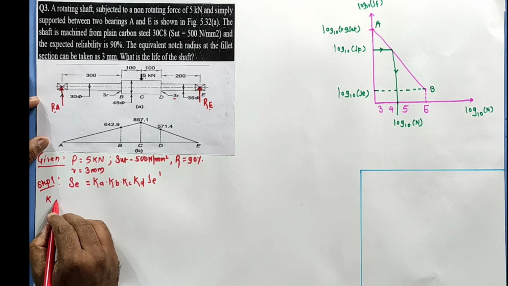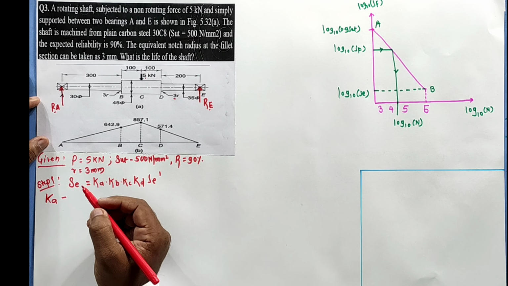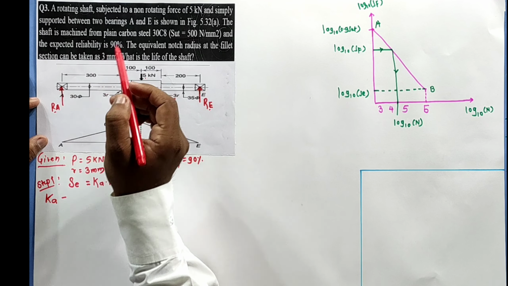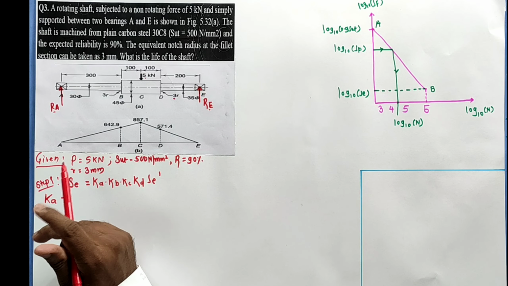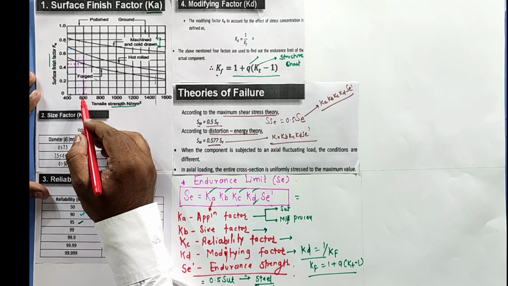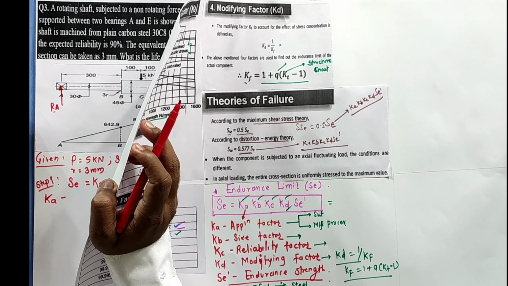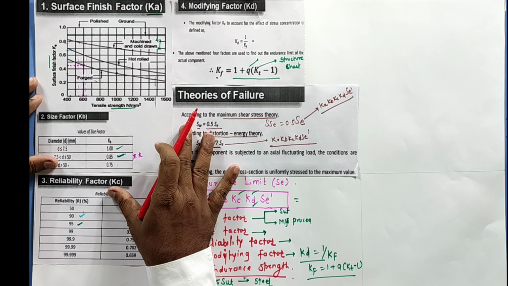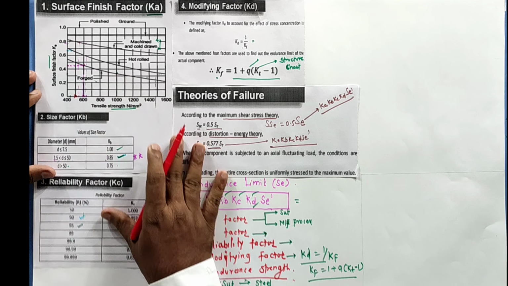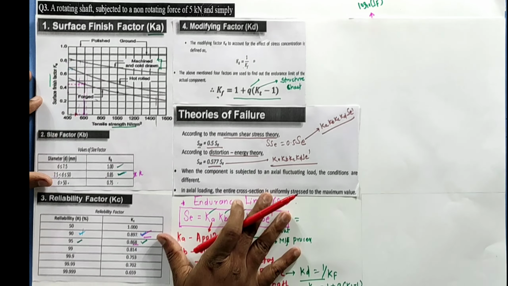So one by one, Ka is the application or service factor, the surface finish factor we can say. Ka we can calculate from the graph. Ka requires Sut and process. Which process? Machining process. So I'll show you the Ka graph. See, the ultimate tensile strength, how much have they mentioned? They have mentioned 500. So see, 500 is situated over here at this point. Clear? And they have asked for the machined process. Here they have mentioned machined from plain carbon steel.